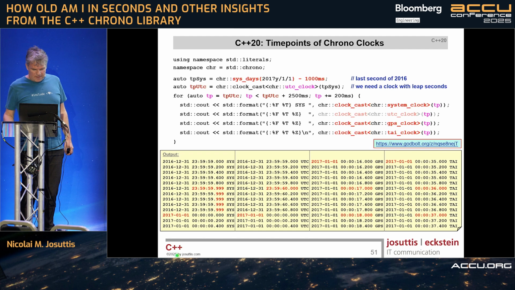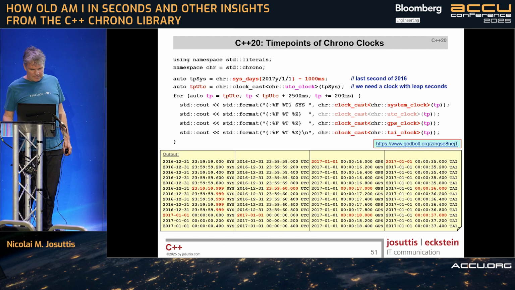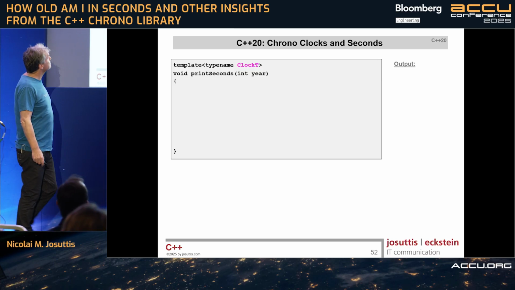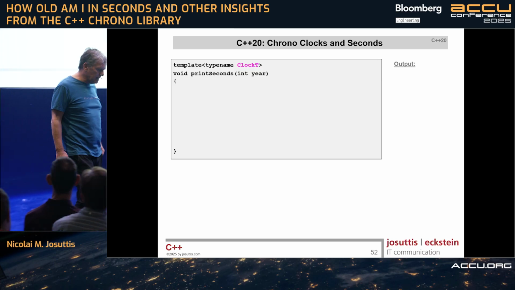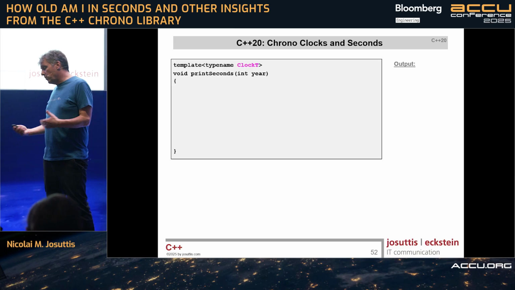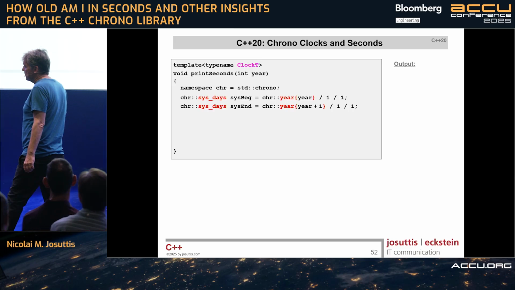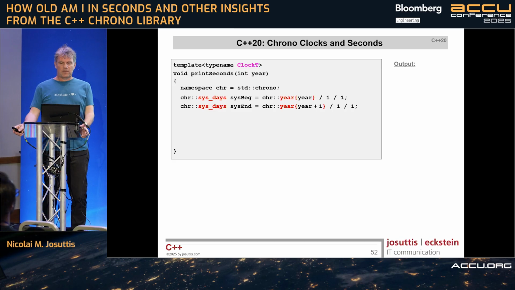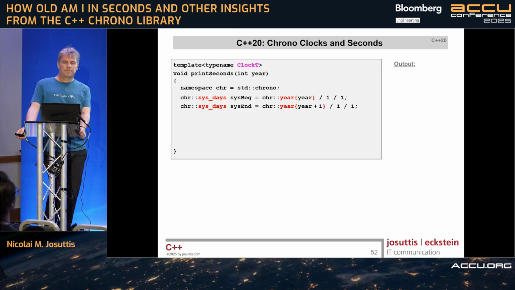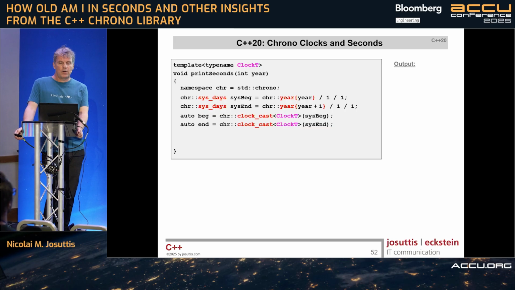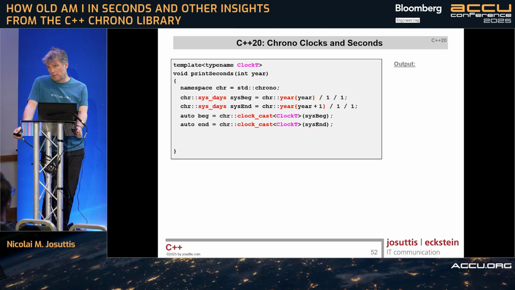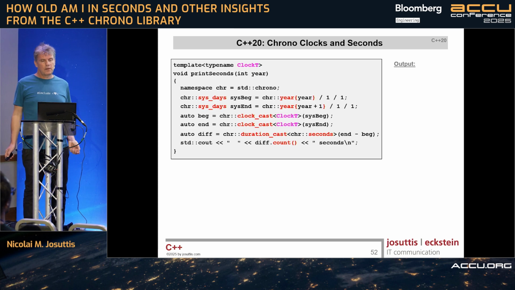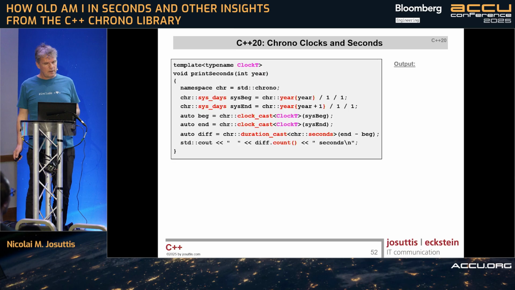Good. So having said that, let's look at another program. That program prints out the number of seconds in a year. With and without leap seconds, you might see the difference there. So let's take the 1st of January of that year and the 1st of January of the next year, year plus 1. Let's convert it to some clock, that time point, then compute the difference in seconds and print it out.